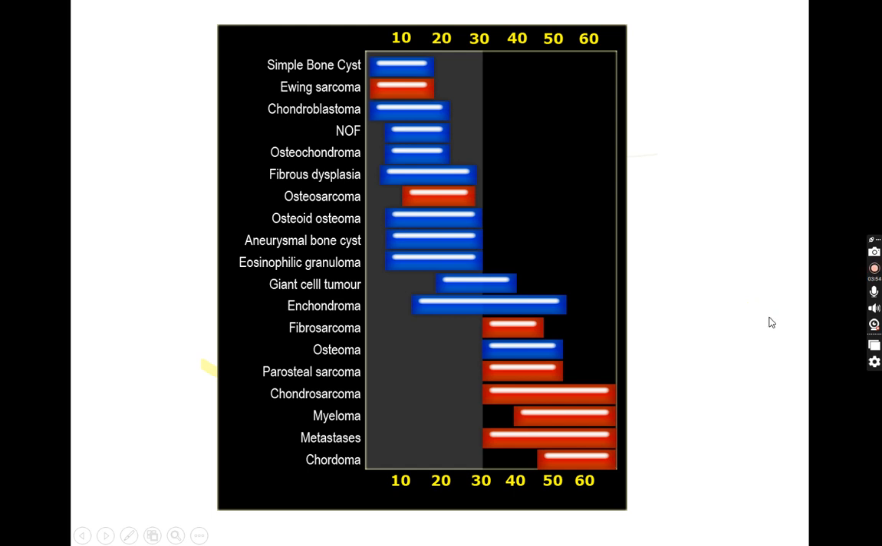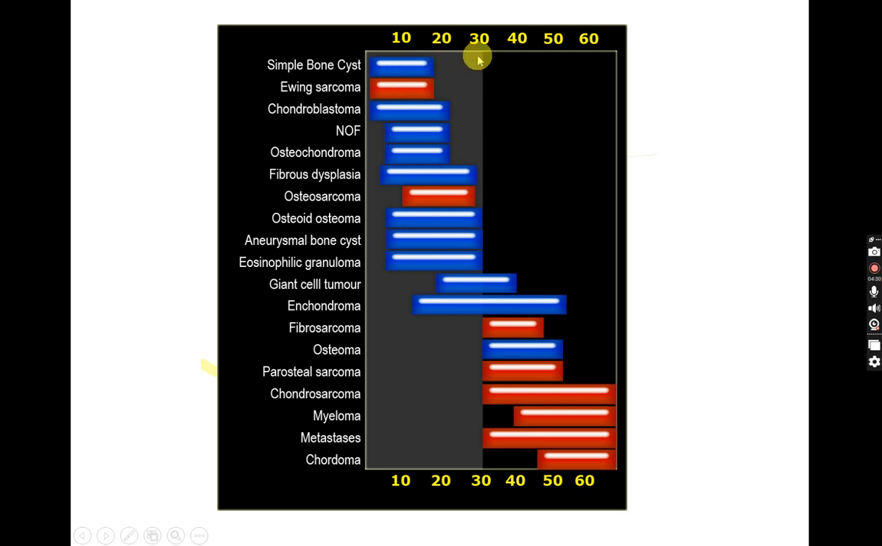Then age: we can remember above 30 and below 30. The epiphyseal growth plate also fuses at this age in most of the bones. In adult patients, the ones in red are the malignant ones. We must remember that metastasis is the most common in the adult patient, then myeloma, then chondrosarcoma, parosteal sarcoma, fibrosarcoma, and chordoma. Then osteoma is a benign type in adult patients.